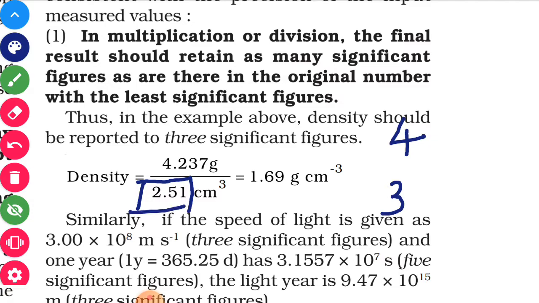So the answer, if you find, okay, by using the calculator you can do. Now that will contain 1.69 and other digits will also be there. Okay. But you have to report this answer up to the least significant figures which are there in these 2 numbers. So least significant figures are here, that is 3. So you report this result up to 3 significant figures.